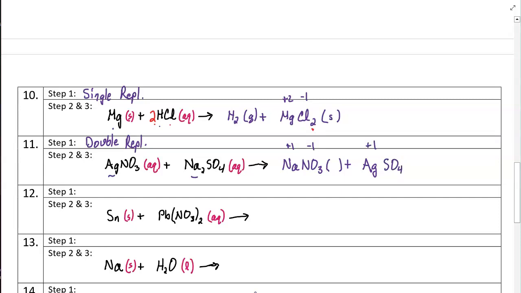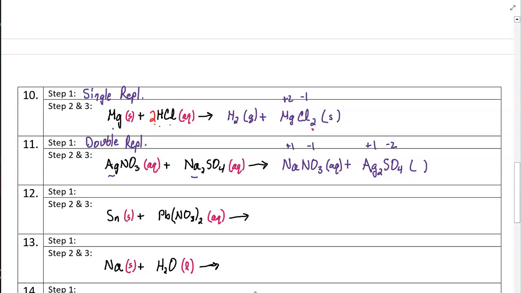Silver's positive 1, sulfate's negative 2. Crisscross the 1 and the 2. 2 silvers, but only 1 sulfate. Do you remember what the solubility chart said about nitrates? They're always soluble. This one's aq.